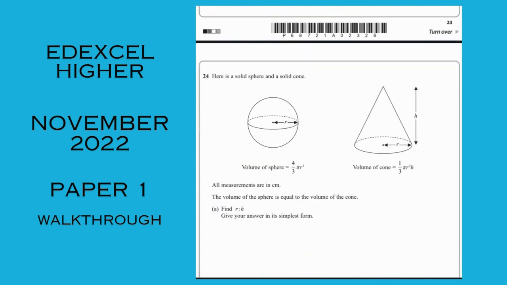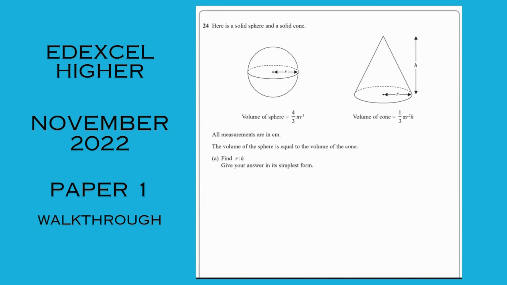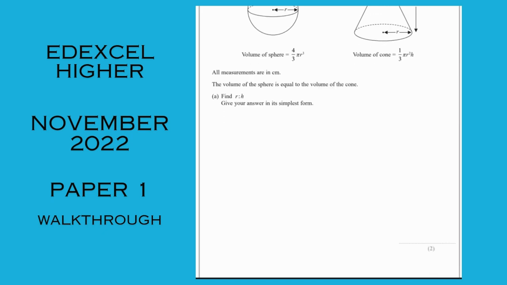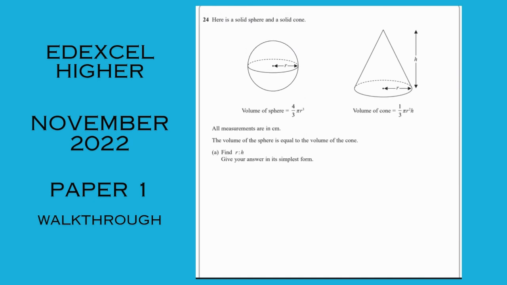Hope you understood it. Number 24A looks horrible. I don't think it's as horrible as the previous one. But it is 2 parts. Loads of things are going to cancel. Just trust the process and go with it. You can see it's only worth 2 marks, so it shouldn't be that much. So you're told they're equal. Okay, but just jot them down. Just put them equal to each other. Volume of the sphere, volume of the cone.